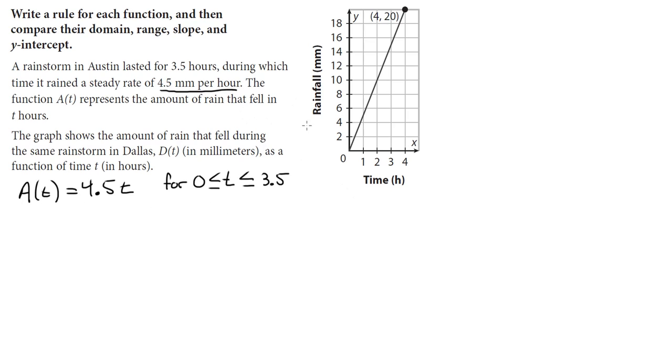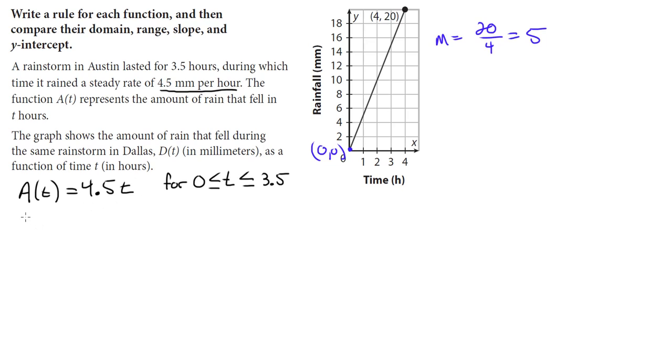So now let's go ahead and write the function rule for the amount of rain that took place in Dallas, which is represented by this table. So we see that our y-intercept is 0, so that's good. All we need now is the rate of change, or the slope. And this is kind of easy because our beginning point is (0, 0). So our change in y, we went up from 0 to 20. So our change in y is 20, and our change in x, we went from 0 to 4. So our change is 4. And 20 divided by 4 is 5. So our slope is 5, and our y-intercept is 0.